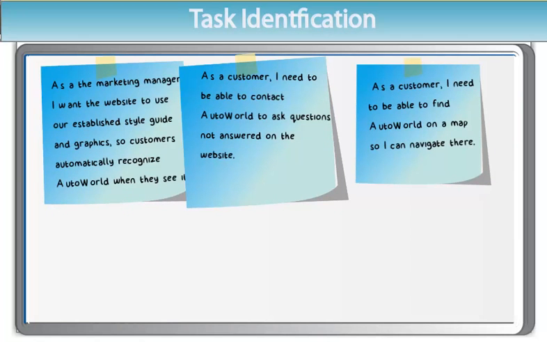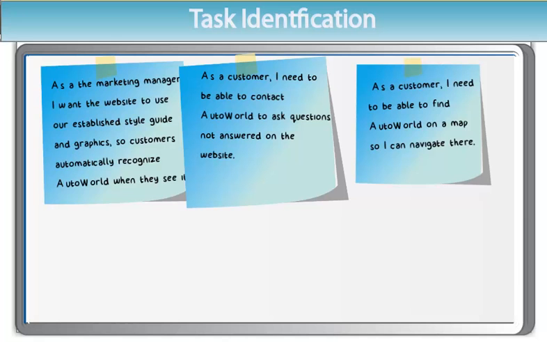Now that the user stories for the sprint have been selected, the sprint planning process breaks the stories down into the individual tasks required to implement the stories, and the team estimates how long each task will take to complete. Let's take a look at what some of the tasks might be to implement the user stories selected for the first sprint in our case study. As the marketing manager, I want the website to use our established style guide and graphics so customers automatically recognize AutoWorld when they see it.